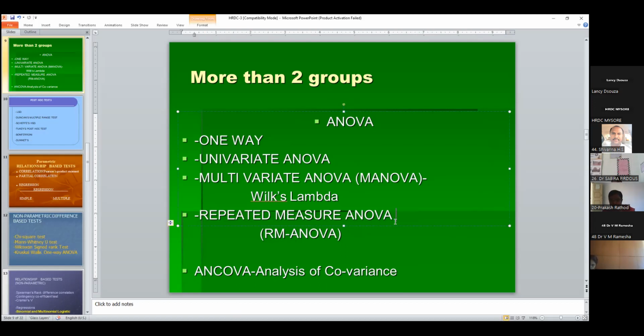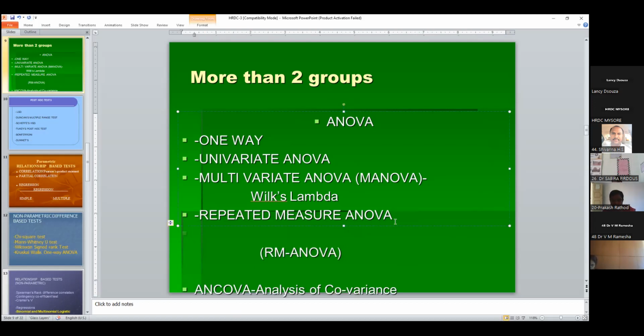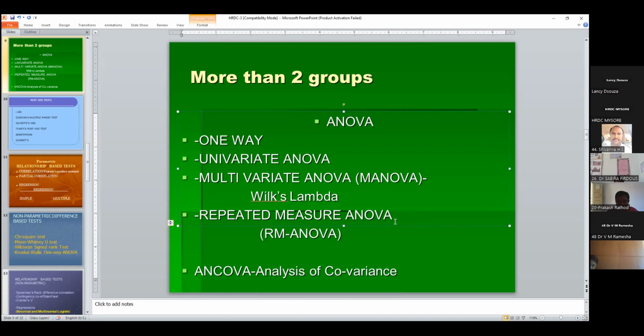That is also important. So are you getting clarity regarding all these types of ANOVA? Or does anybody want more explanation? I don't mind giving explanation again. It could be one way, it could be univariate, it could be multivariate, it could be repeated measure ANOVA, or it could be ANCOVA. Anybody wants more explanation? I don't mind giving again.